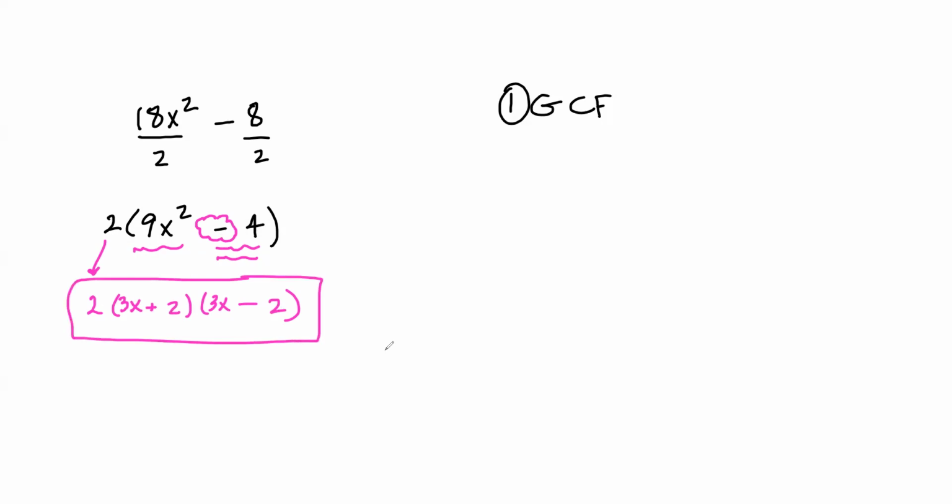So always check for a greatest common factor no matter what kind of factoring you're looking at. And there you go. This is a nice little shortcut essentially, but it's really just a factoring pattern, and it's called the difference of two squares.